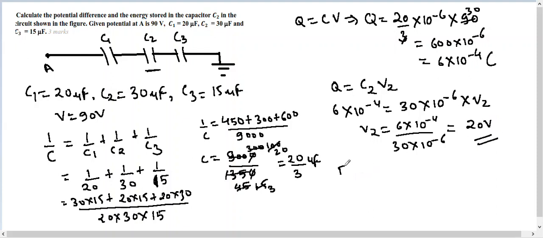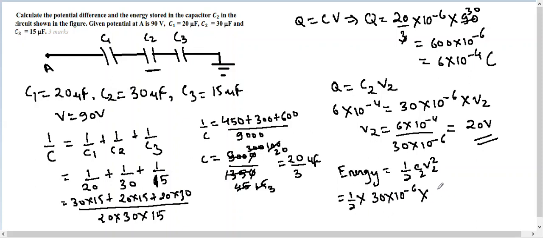Now the energy, we know the formula of energy, which is equal to half CV square. So it is half into the capacitance, that is C2, and this is V2. So C2 was 30 into 10 to the power of minus 6, and the value of V2 we have just calculated, that is 20 into 20. So it is going to be 10. Calculating it further, we are going to get our answer as 6 into 10 to the power of minus 3 joules. So this is how we are supposed to do such kind of questions.